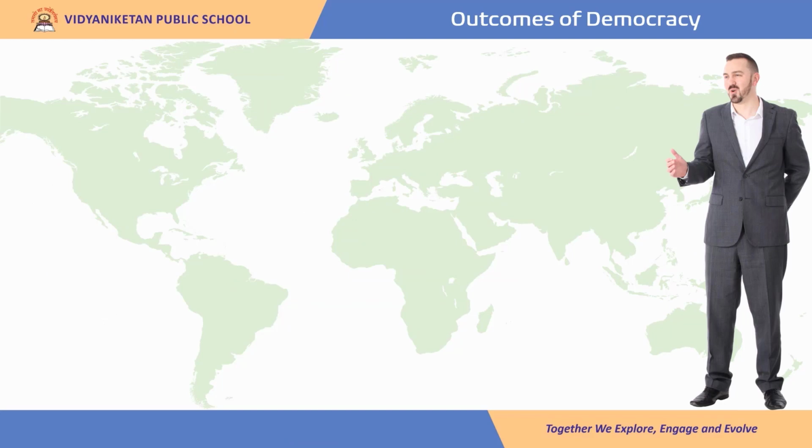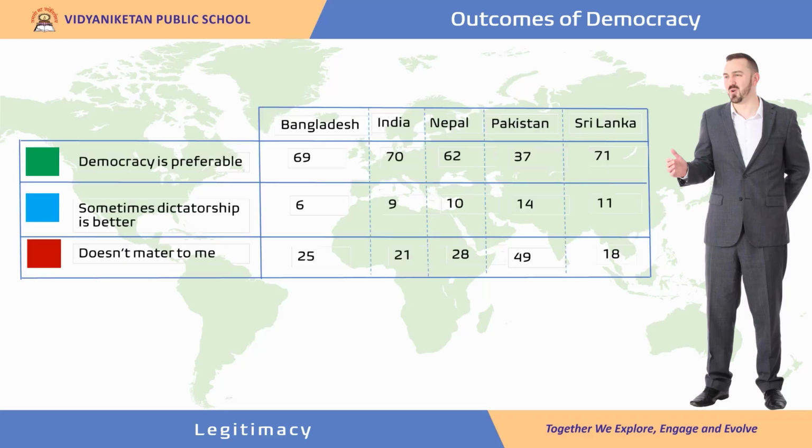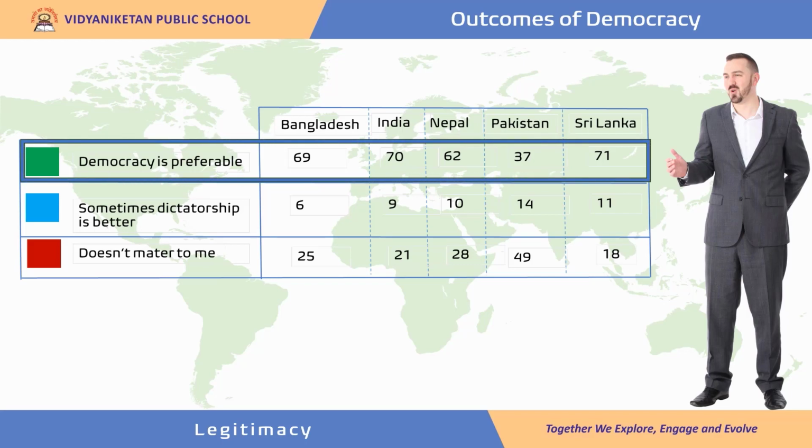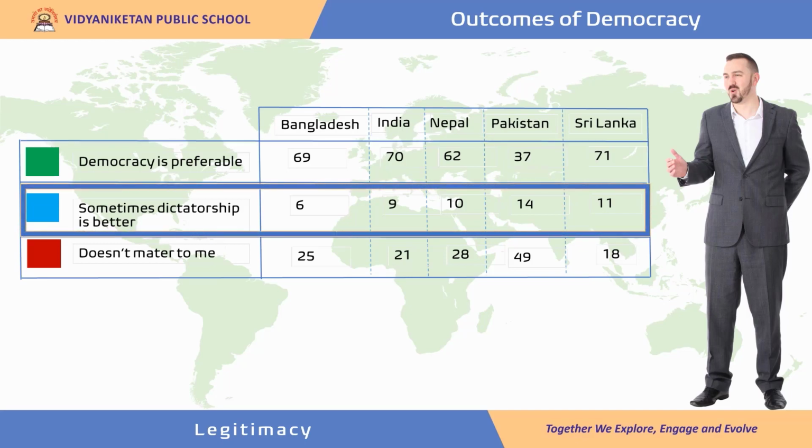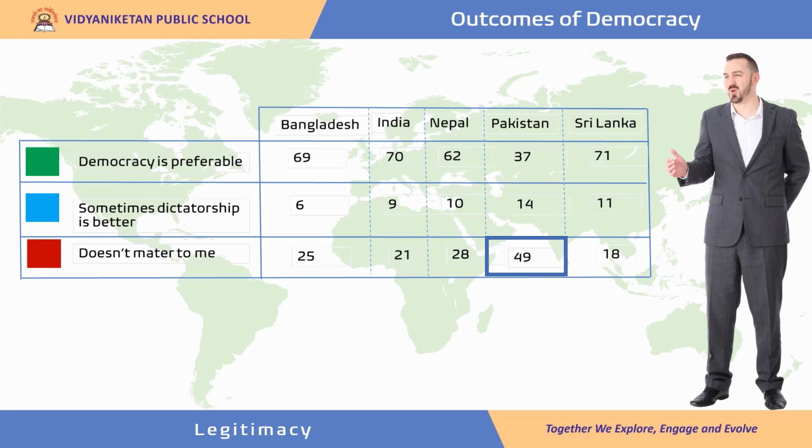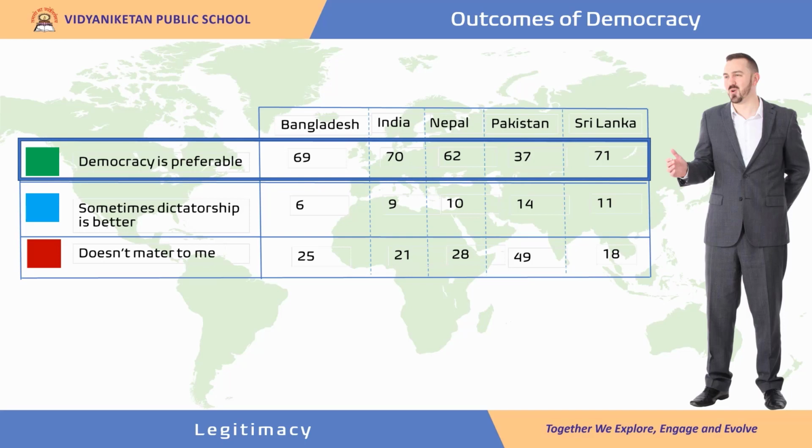Let's go to the last part of the political outcome. Democracy's ability to produce legitimate government. A legitimate government is one which is legally and morally accepted by the majority. Look at this table. India and its neighbors are compared. A very large percentage of people prefer democracy to other forms of government at all times, don't they? Of course there are people who support dictatorship at times, but they form a small percentage of the population. There are also people who don't care about the form of government. Such people are more in Pakistan than in other countries. But, in general, there is overwhelming support for democracy in South Asia, as in most parts of the world.